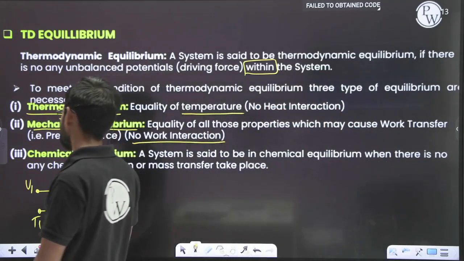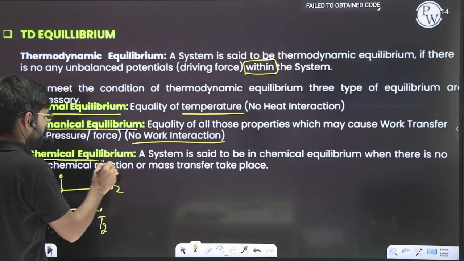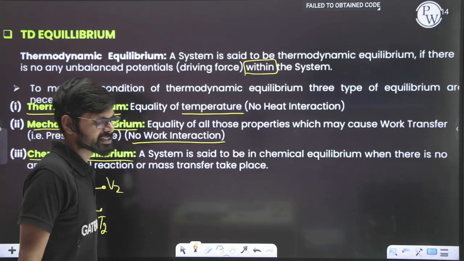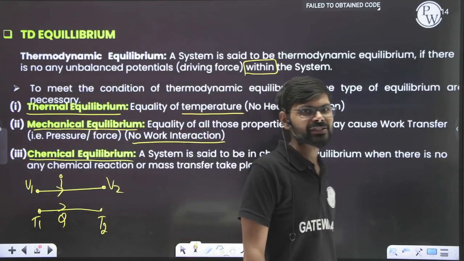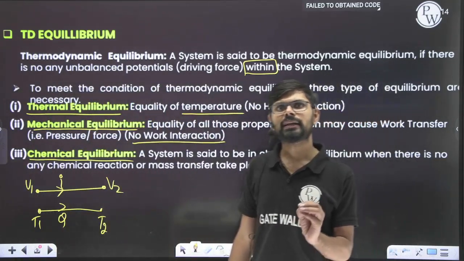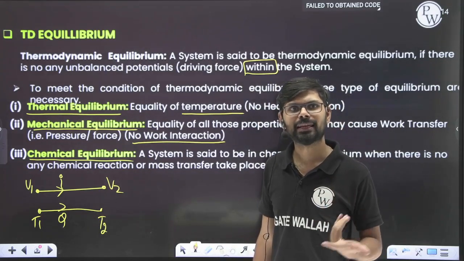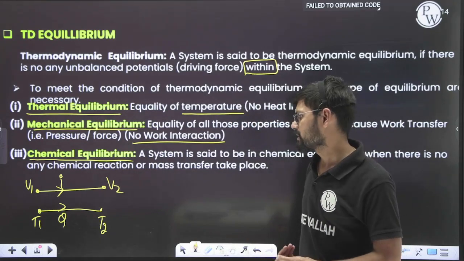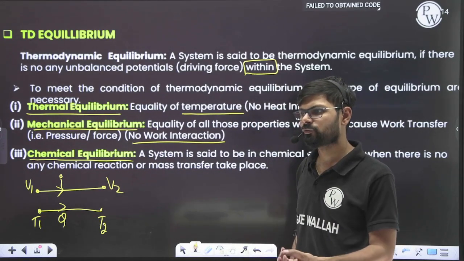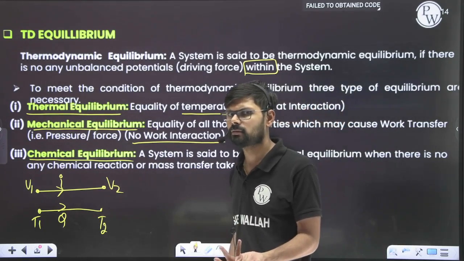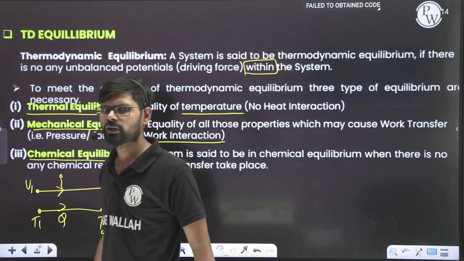And the last one is chemical equilibrium. Chemical equilibrium means there should be no mass transfer within the system, as well as no chemical reaction taking place within the system. Like, suppose in your room some fuel is burning, then we'll say your system is not in equilibrium.